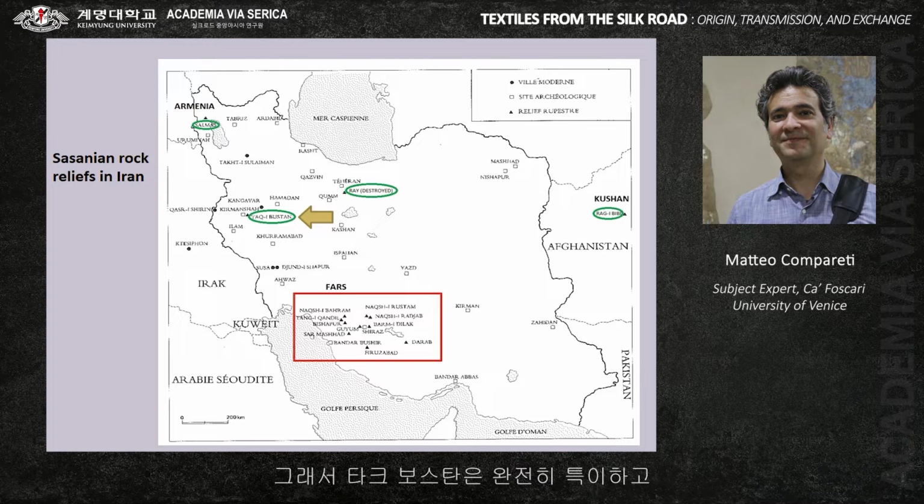So Takebustan is something completely unusual, a very strange monument, actually a complex, because we have 2 grottos and 1 external rock relief. But from the very beginning, we understand that there is something strange because Takebustan is not localized in Fars. We could say that 99% of Sasanian rock reliefs are concentrated in Fars. Takebustan is outside. So, first problem.